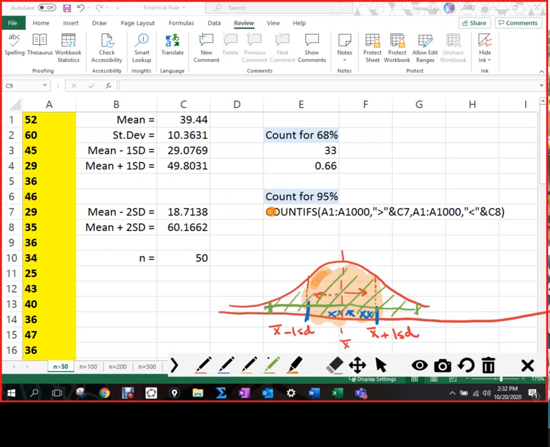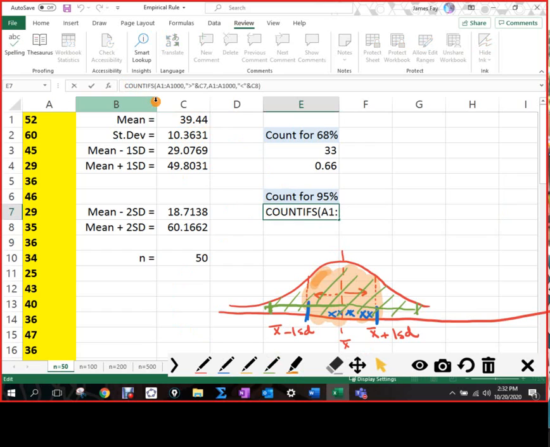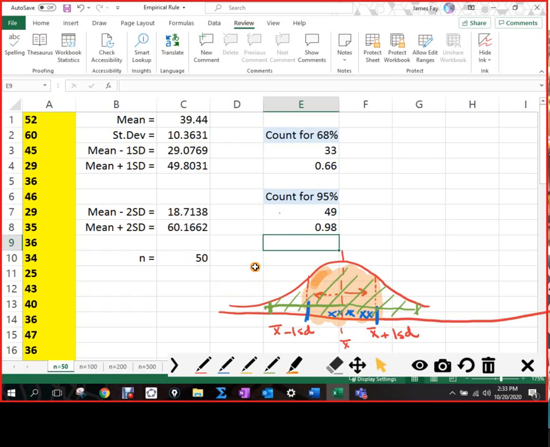So if I take and change this formula into an executable formula, we get 49. Okay, well, I'm going to take then equals that number divided by 50. It gives me 98, which is in the ballpark of the 95% that we're looking for. Does that kind of make sense?